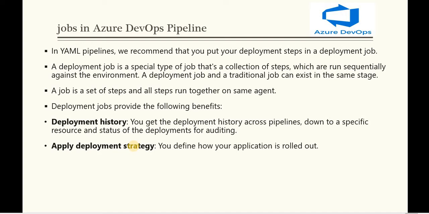In the previous tutorial we saw there is a YAML file, and it had what kind of virtual machine you are using, what deployment technology you are using, and if there is any parameter, then what the parameter is. So some steps were defined, and based on that this job works. There are also some benefits when we use the job, like the deployment history: we can get the deployment history across the pipeline down to a specific resource, and the status of the deployment.